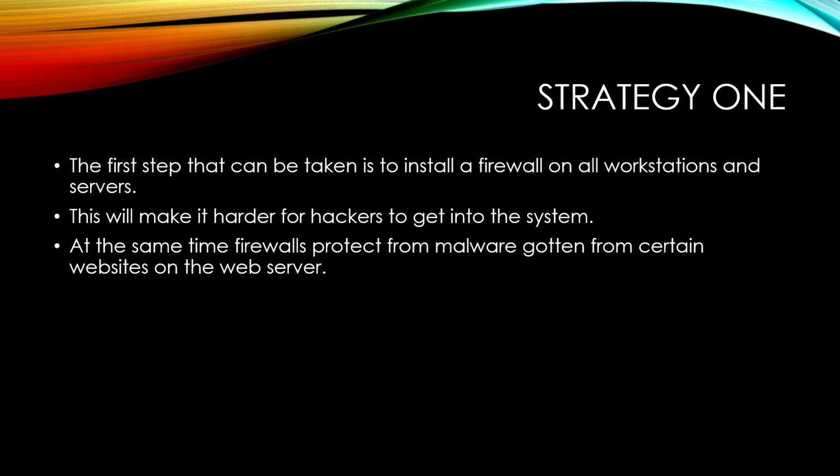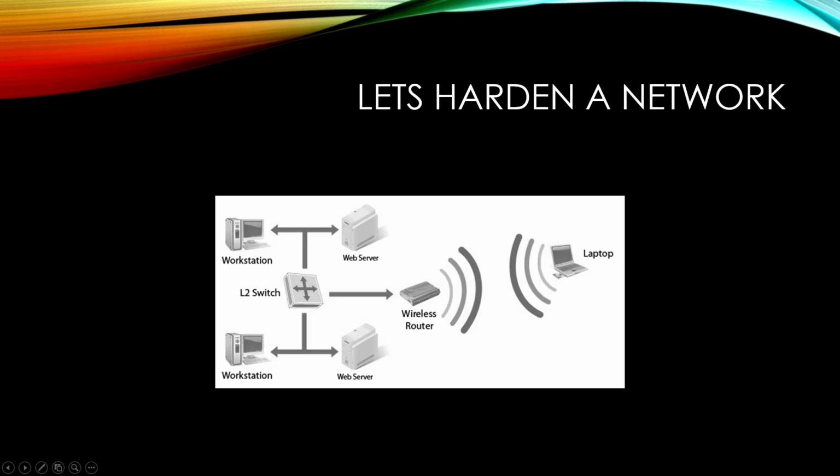Strategy 1 is pretty simple. You want to install a firewall. It's a must on all workstations and servers. So, with that being said, let's go back to the network we're working on. When installing a firewall, you're going to want it on the workstation, the web server, the laptop, or just the switch itself. The switch will be one of the main ones, along with the web servers and the workstations.